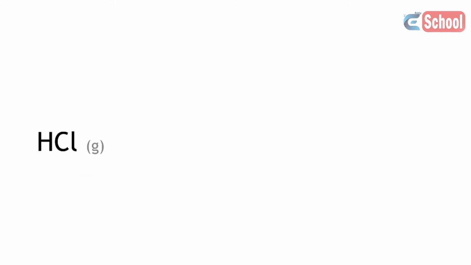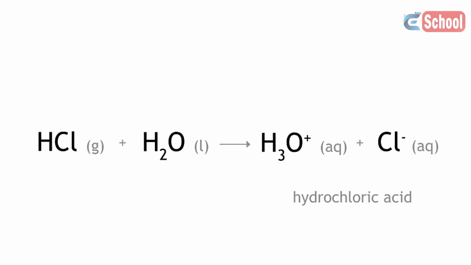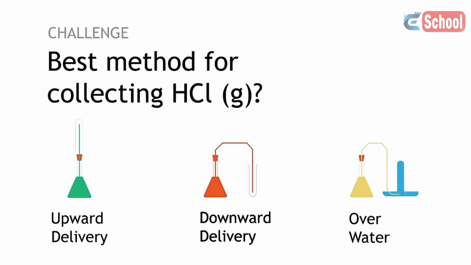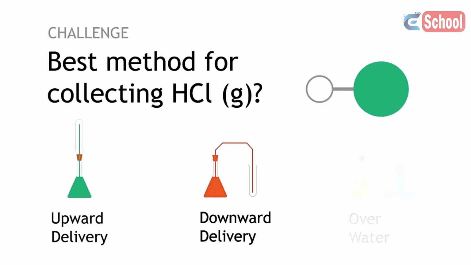Hydrogen chloride dissolves in water to produce hydrochloric acid, so collecting over water is not possible. Since it is more dense than air, it can be collected via downward delivery.